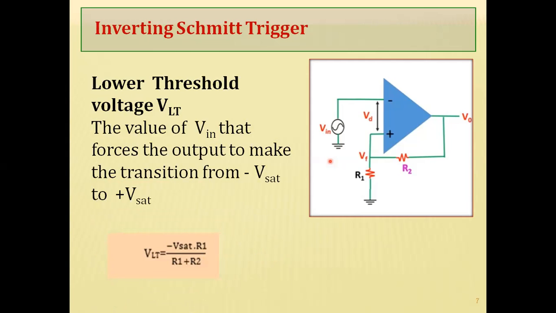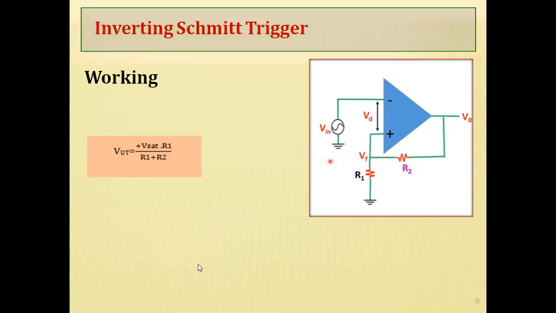Next, coming to the lower threshold voltage VLT, V0 is represented by minus V saturation and Vf is replaced by VLT. Hence, the new equation for VLT is minus V saturation into R1 by R1 plus R2. That is the equation.